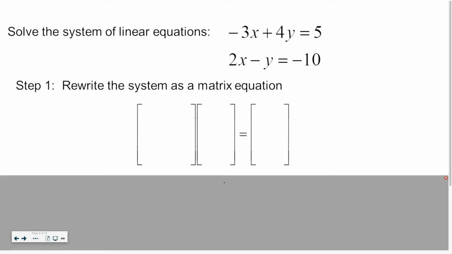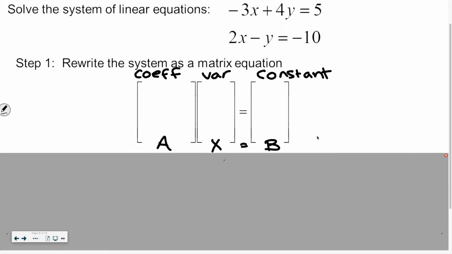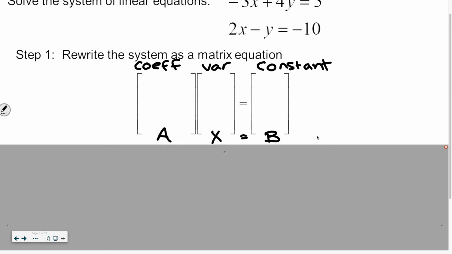So remember, my matrix equation had 3 matrices: matrix A, matrix X, and matrix B. So here's A times X equals B. A is your coefficient matrix. X is your variable matrix. And B is on the other side of the equal sign. It's those constants. Because we're going to be solving with inverses, we need to have a square matrix. So we're just going to use our coefficient matrix. That's going to be square for us.